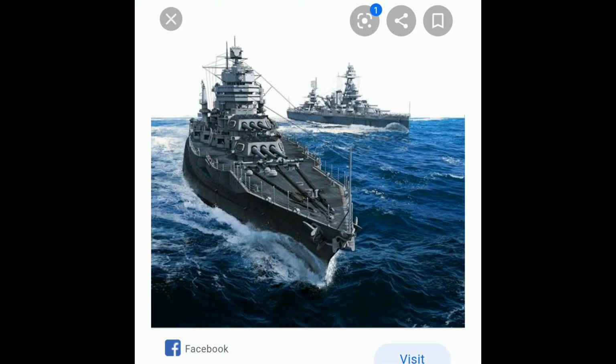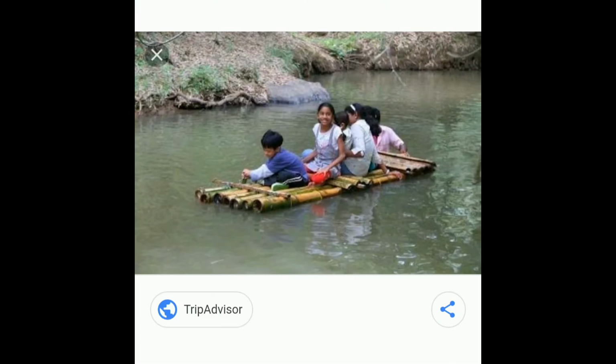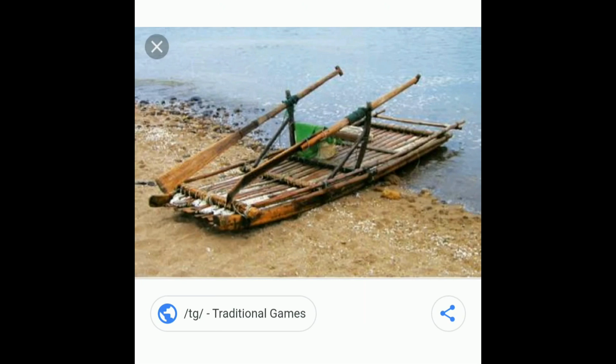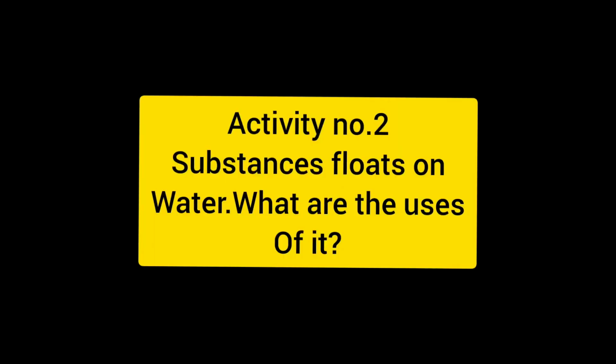Then what are the uses of this property of water, that is, water can float? Water can float many objects. We can ride through rafts. We can learn swimming by using tires. So let's have our second activity, activity number 2. Substances that float on water: what are the uses of it? What are the uses of this property of water?